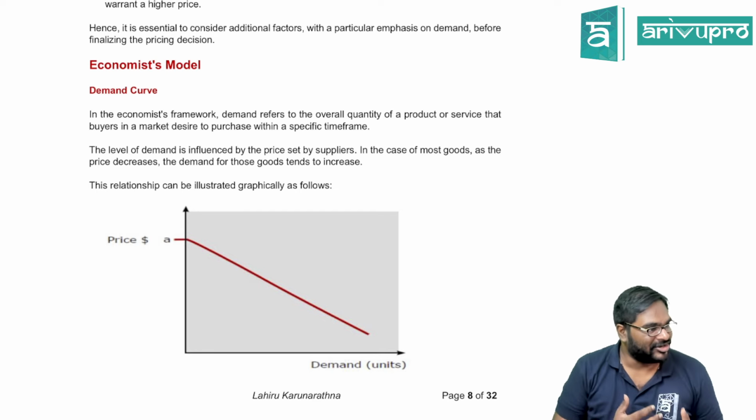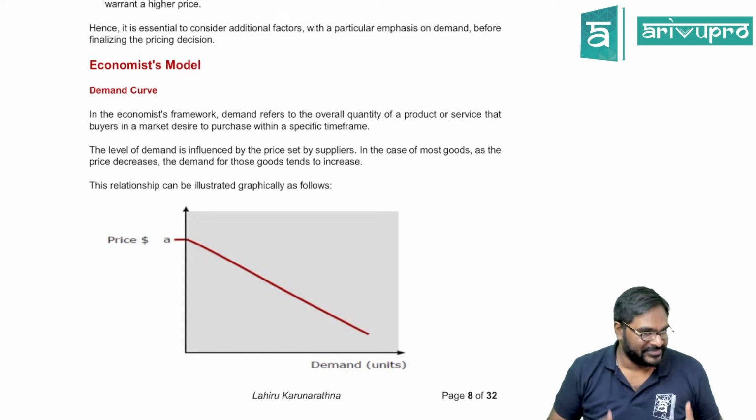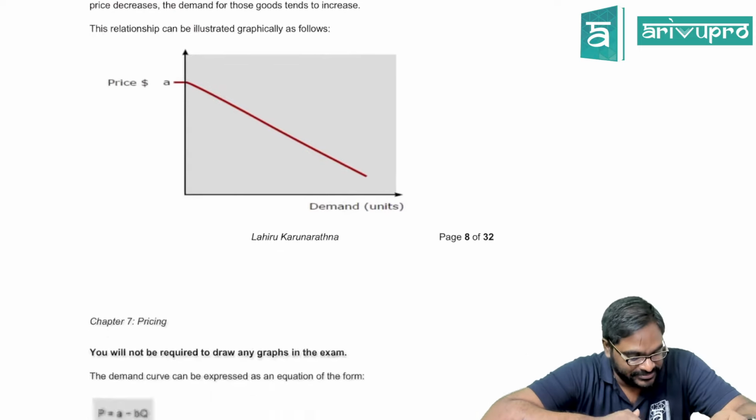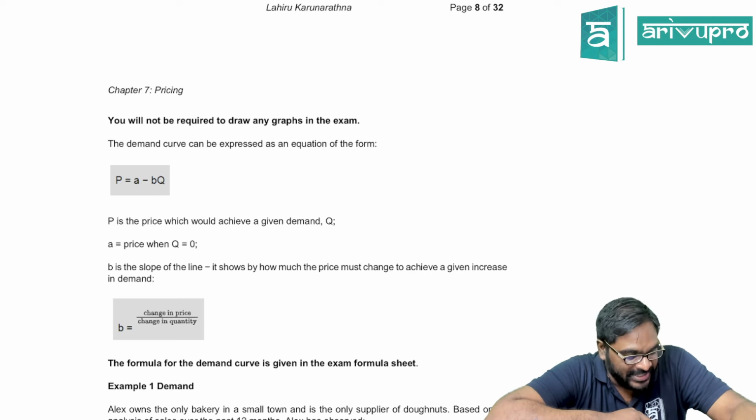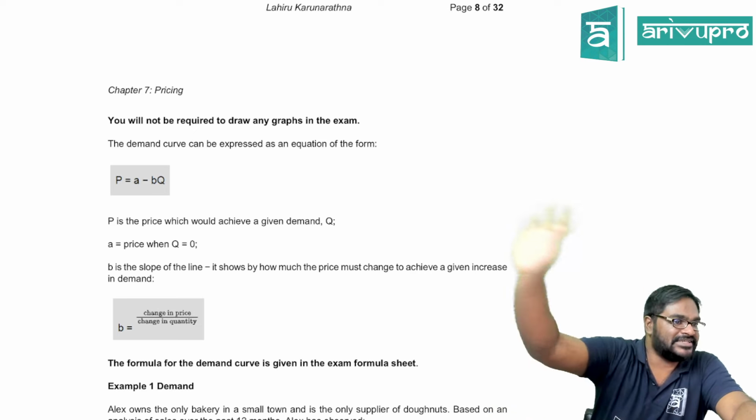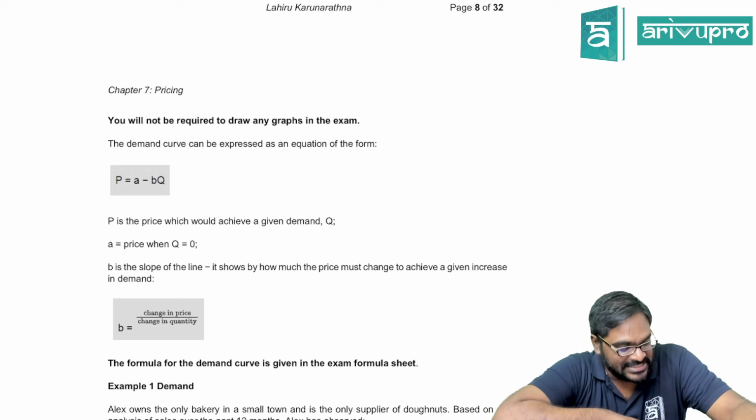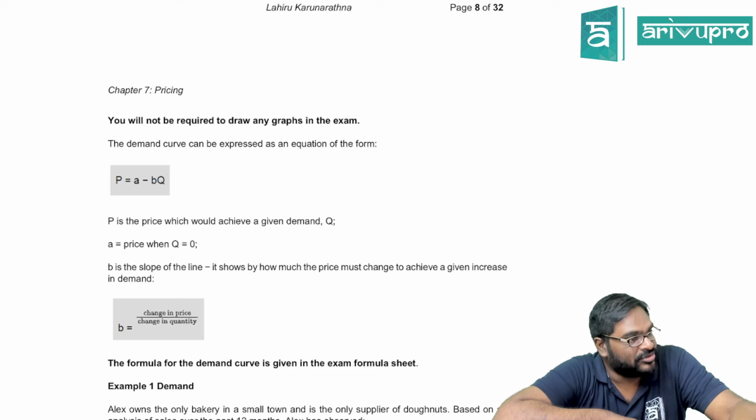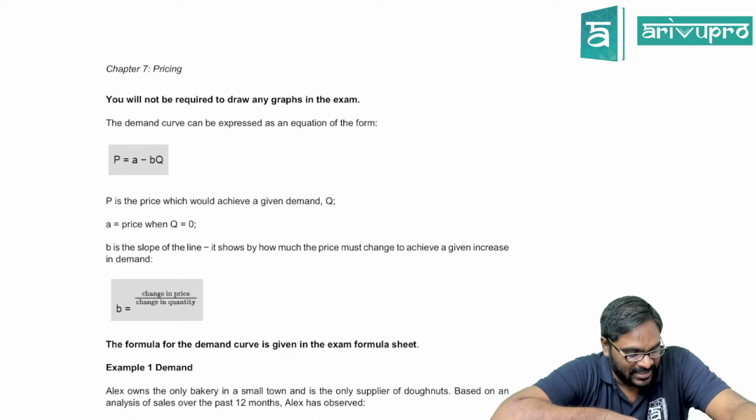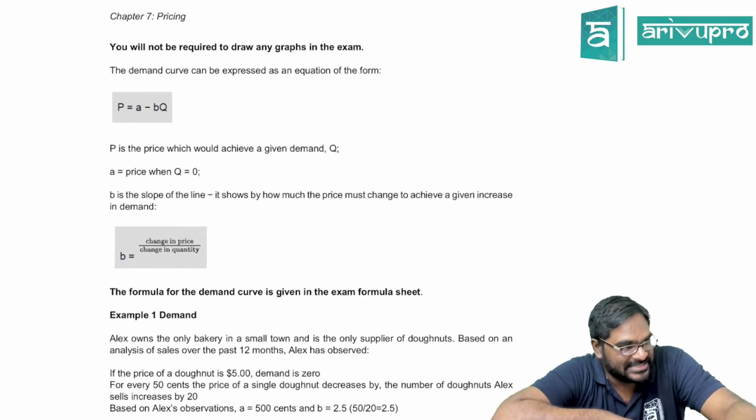You might have learned this in economics, price elasticity of demand. Are we good? Right. This formula also you guys might have learned. P equals A minus BQ. So P is the price at which we have to achieve the demand. A is price at which the quantity is 0. Are we good? So the B would be the slope of the line. That means the movement, the percentage movement of the line. So B equals change in price divided by change in quantity. That's the slope, right? That's the movement.